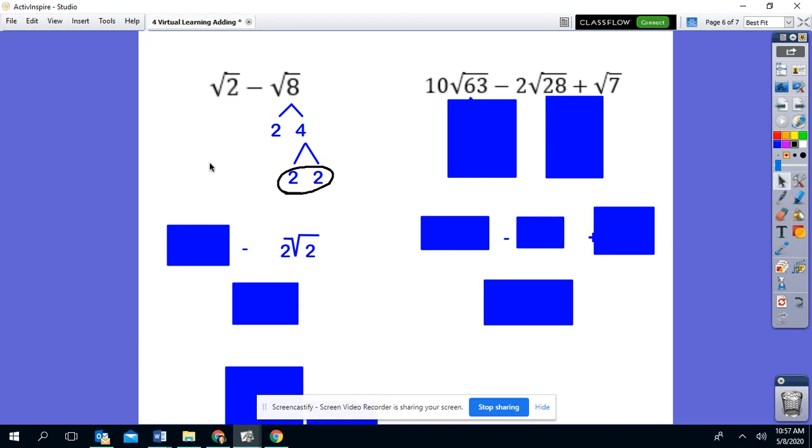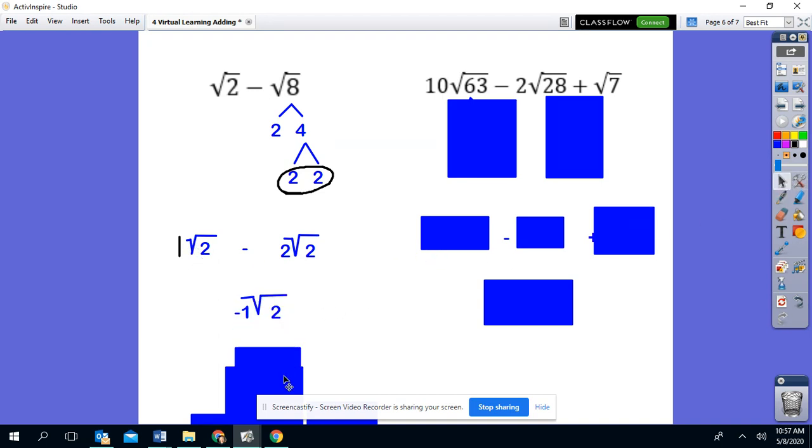My first term was just the square root of 2. Well, remember, anytime you've got no number out front, no leading coefficient in front of your radical sign, there's really a 1 there. So we've got 1 minus 2. So that's going to give us a negative 1 times the square root of 2.